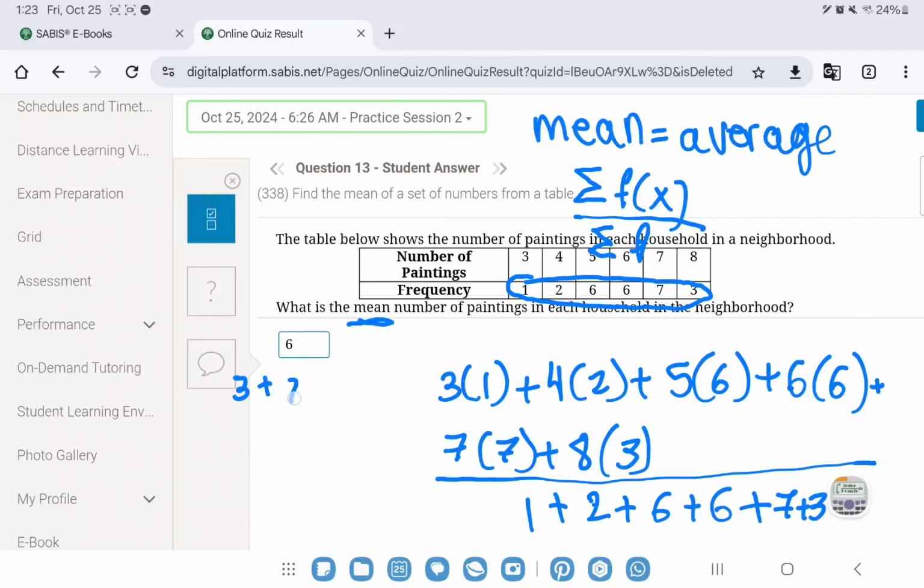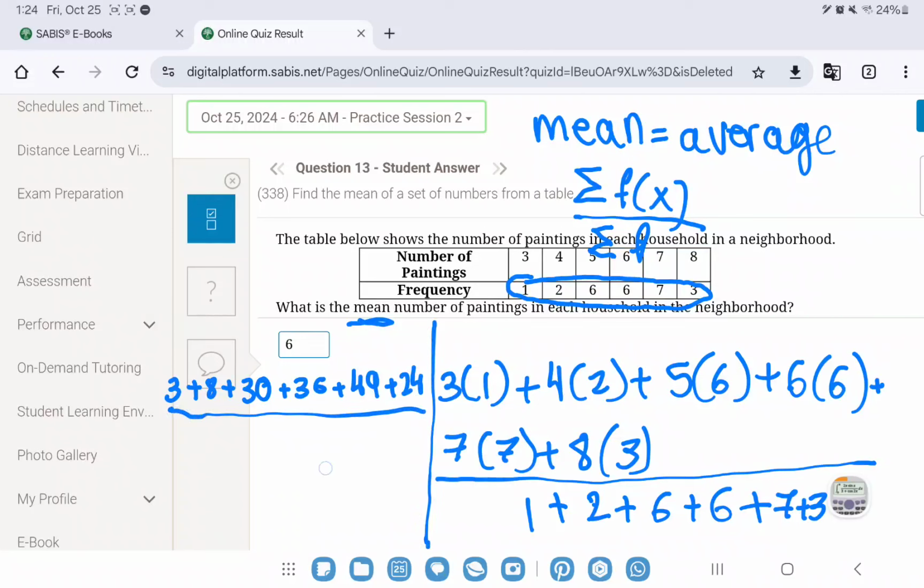3 plus 8 plus 30 plus 36 plus 49 plus 24. I'm going to draw a line here. Over 1 plus 2 is 3, 3 plus 6 is 9, 9 plus 6 is 15, 15 plus 7 is 23. 23 plus 3 is 26. But let me make sure on my calculator because I might have calculated something wrong. 1 plus 2 plus 6 plus 6 plus 7 plus 3.